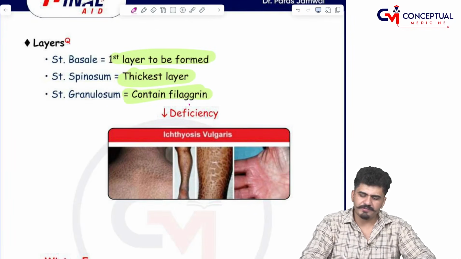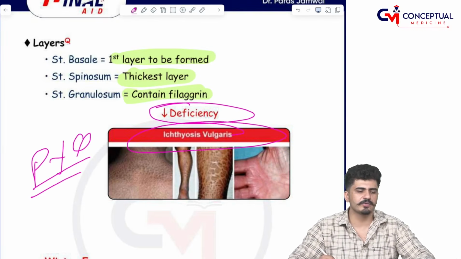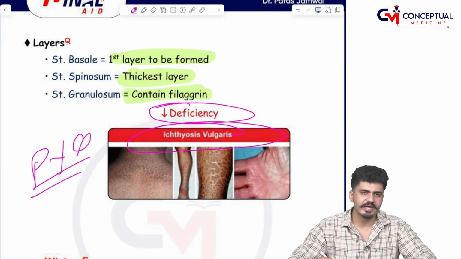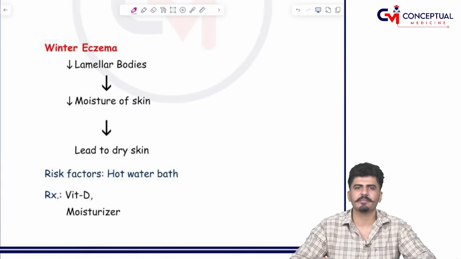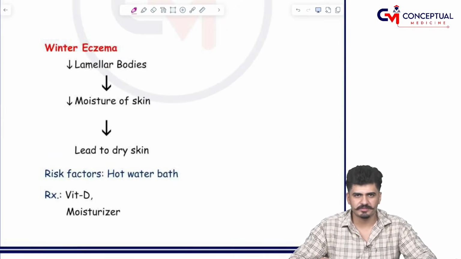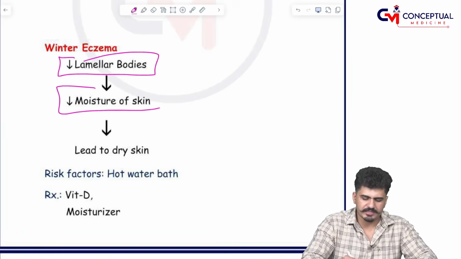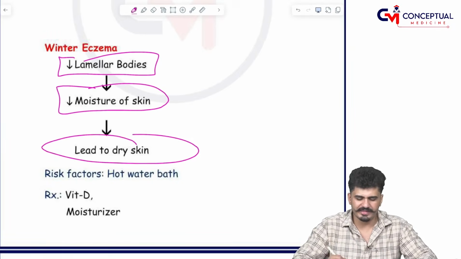Sir, if there is a deficiency of filaggrin, it will lead to a previous year question, that is ichthyosis vulgaris. It will lead to what, sir? Ichthyosis vulgaris. Now coming to winter eczema. As we already said, there are lamellar bodies in the thickest layer. If there is a decrease in lamellar bodies, the moisture will go and the skin will be very dry.